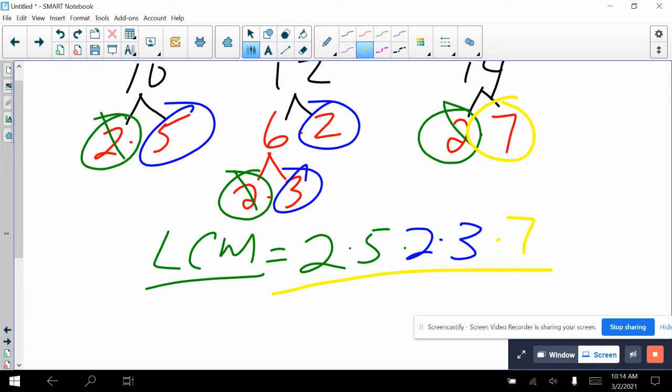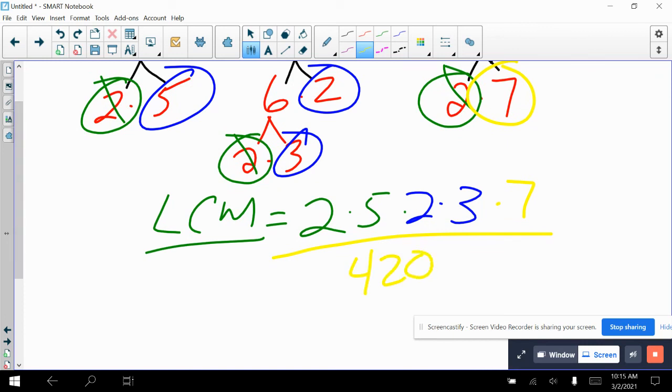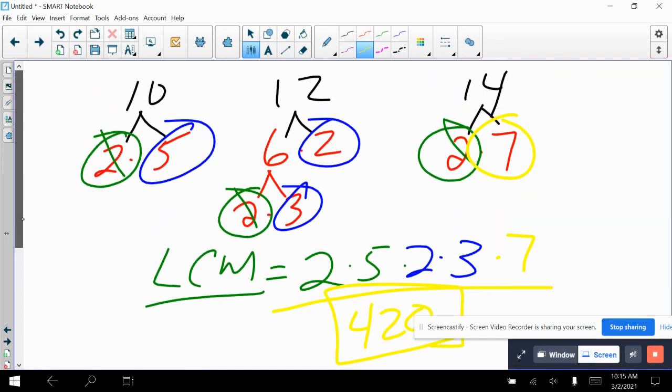You got to multiply all of those together to get the smallest multiple that 10, 12, and 14 go into evenly. That number, 420, is the smallest number. It is a very large number that 10, 12, and 14 will go into evenly. Are you understanding the least common multiple? Okay. Everybody good with that?